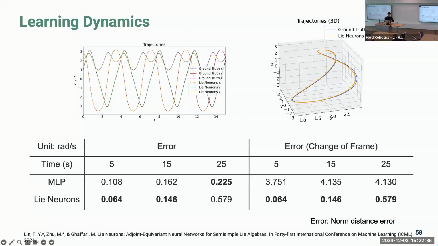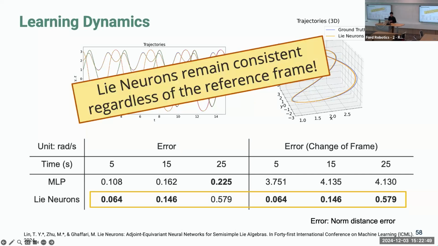So this is the result. The upper part is the qualitative result of the learned dynamics, and the bottom part is the quantitative result. You can see that Lie neurons have better performance compared to the MLP. And what's interesting is that if we do a change of reference frame, which is a rotation on the input data, the Lie neurons' performance remains the same, but the MLP completely fails.